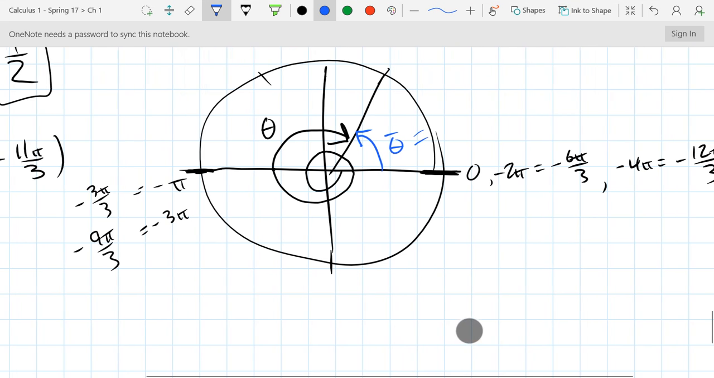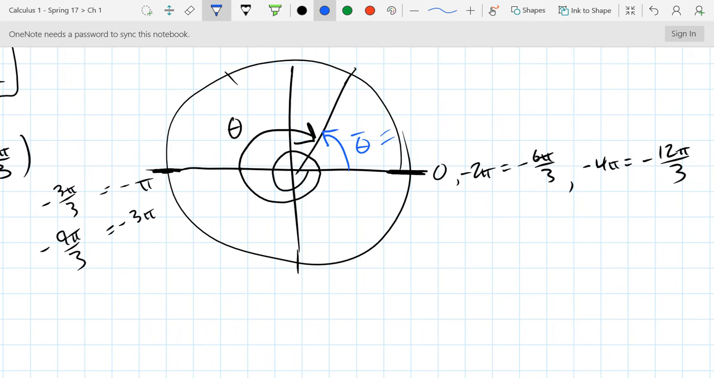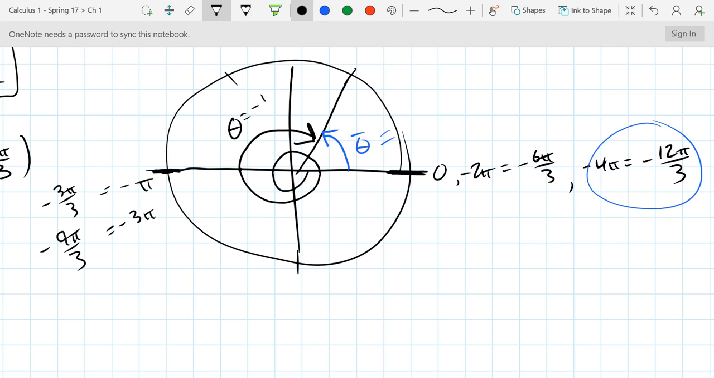So the whole point of common denominators, we see over here is negative 12 pi over 3. And we saw theta was negative 11 pi over 3. Those are the two important things we need up here. We spent a lot of time making everything else accurate, but these are the two numbers we need to focus on. How do I figure out theta bar from these two?